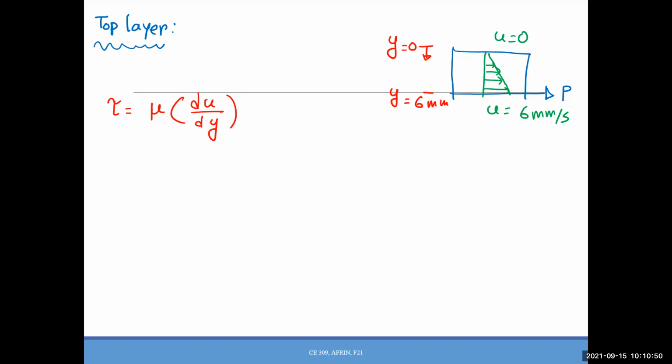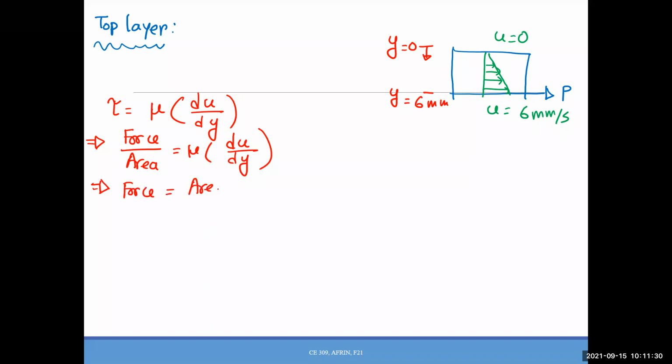Say it loudly, I can't hear. Great. Yes. So stress equals force over area, right? So that's how I can convert that. So it should be force over area equals mu du over dy, right? Now I can say force equals area.